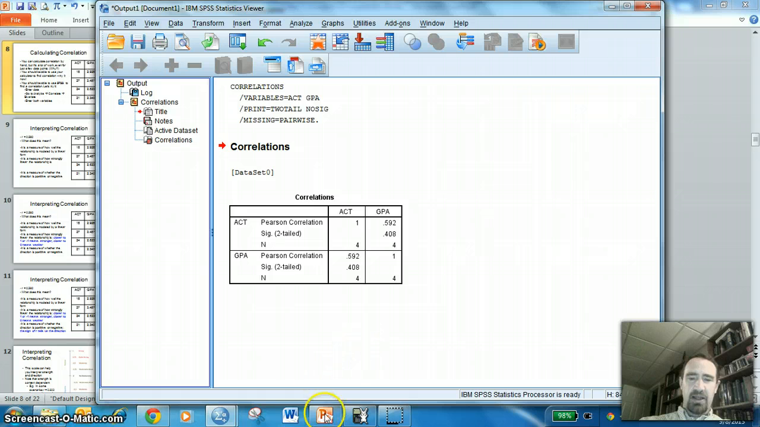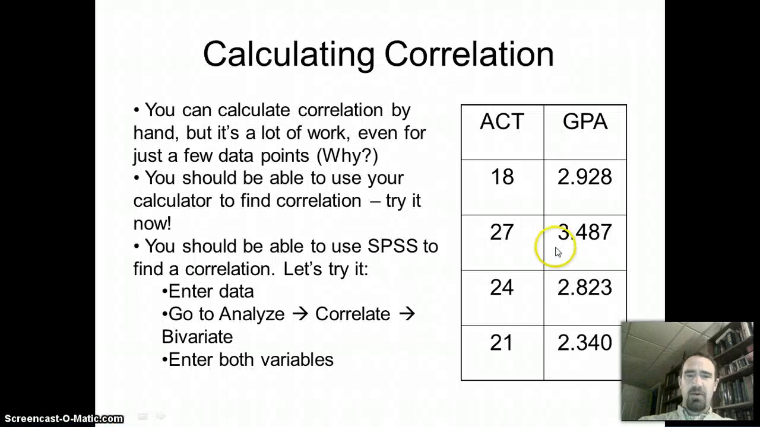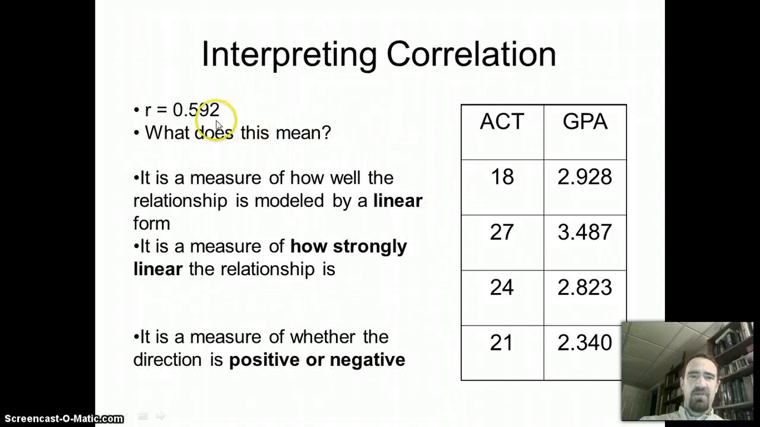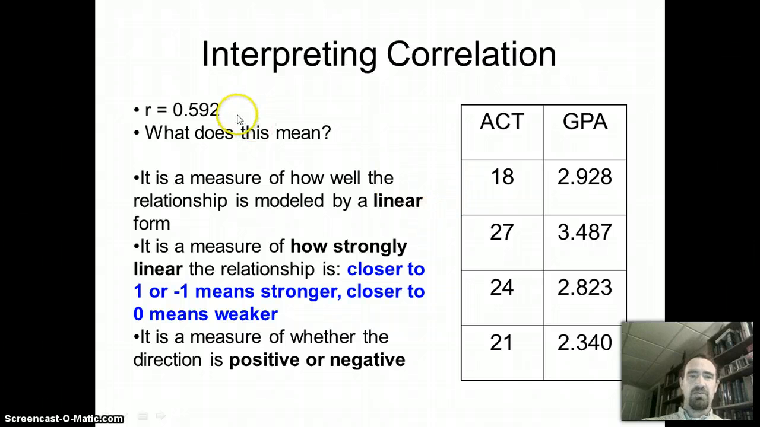So that's how we can calculate it, but it's going to be important for us to understand what that 0.592 is telling us. If we're interpreting the correlation between these two variables and it says it's 0.592, what does that mean? Correlation is a measure of how well the relationship is modeled by the linear form, so it's a measure of how strongly linear the relationship is. If we are closer to +1 or -1, that means we have a stronger linear relationship. If our correlation is closer to 0, that means we have a weaker relationship. And we'll take a look at a little scale that can help us get a sense of that.